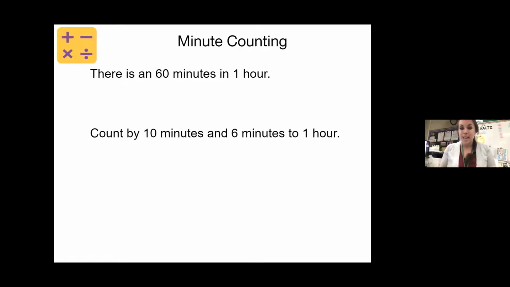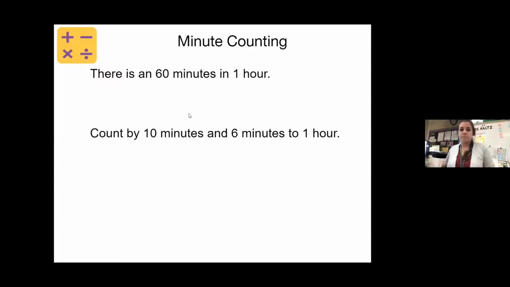Very good. Let's do the same, but this time we're going to count by 6, my favorite, and we're going to count by 6 minutes until we get to 1 hour. 6 minutes, 12 minutes, 18 minutes, 24 minutes, 30 minutes, 36 minutes, 42 minutes, 48 minutes, 54 minutes, 1 hour. I almost said 60 minutes. Hopefully you did better than me. That was kind of hard without my song, but I had to kind of sing it in my head.